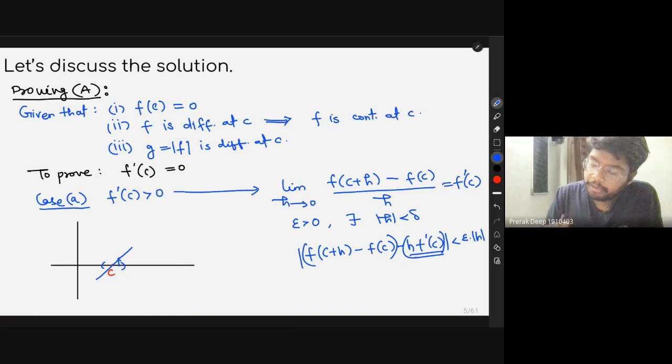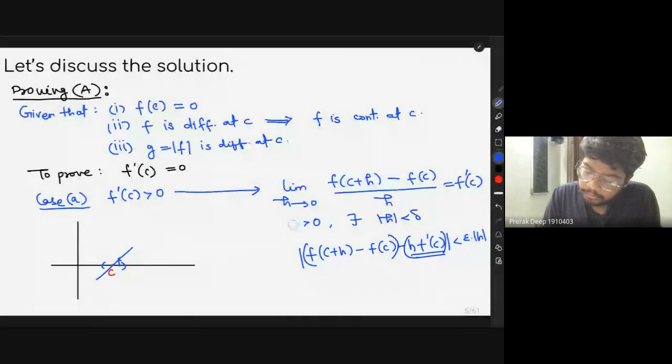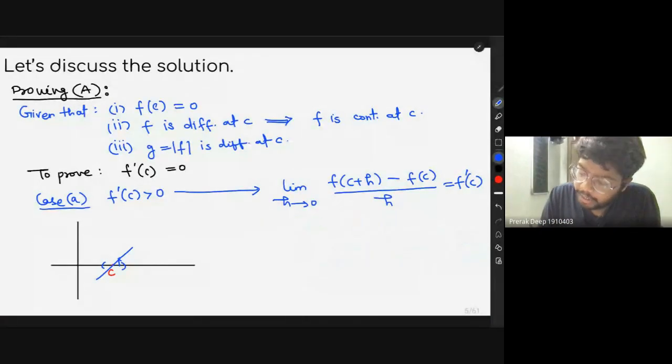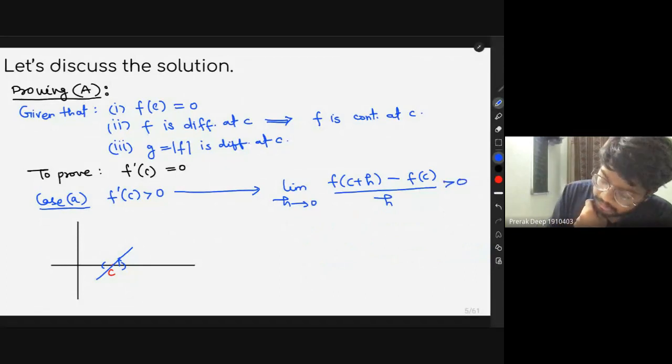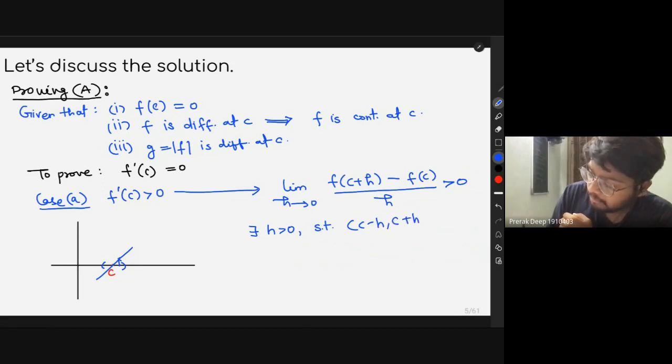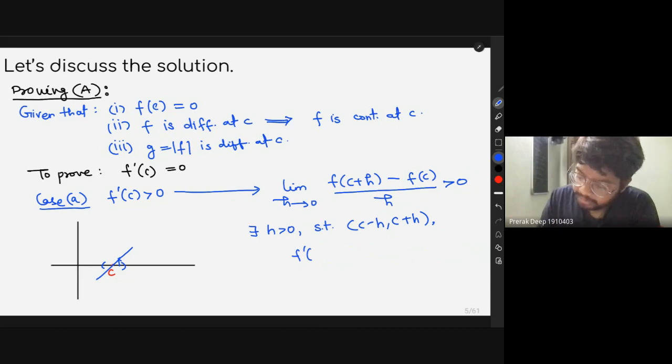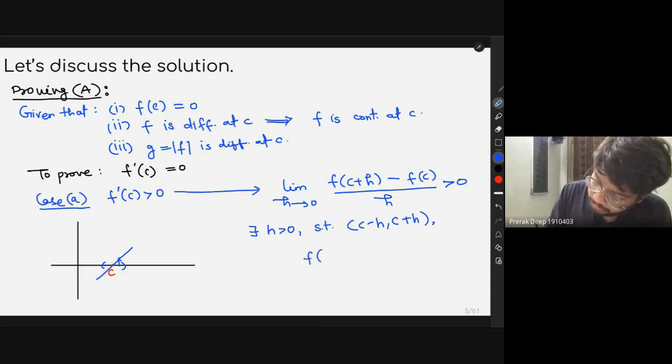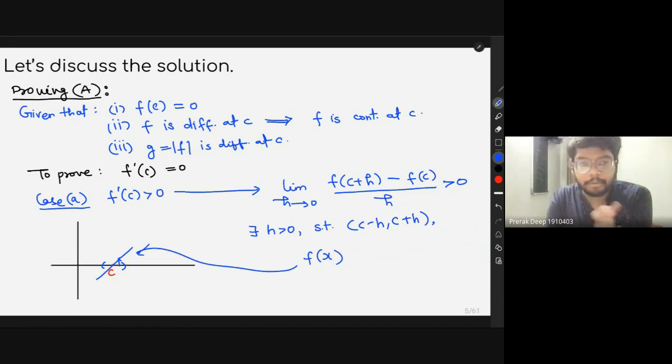If I come back to what I am trying to convey: locally, because I'm assuming this to be positive, around a point C there exists some h greater than 0, such that in C minus h to C plus h, the slope of the function f of x locally looks like this. It's increasing.